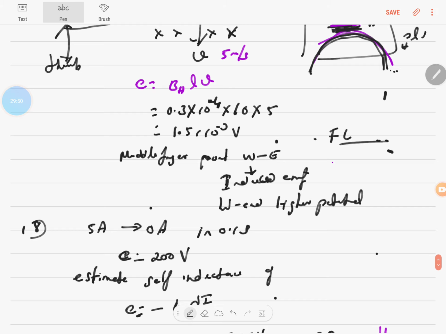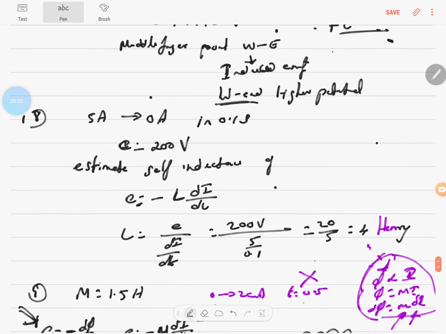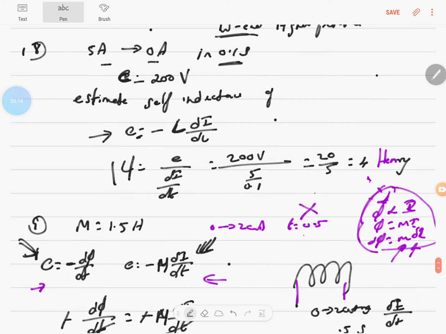So therefore, the west end is at a higher potential. Next question: please read the question from the textbook and then look at the answers here. The current is reduced from 5 amps to 0 amps in a time of 0.1 second, so di by dt is known. And EMF is given. Using the direct formula E is equal to minus L into di by dt, you can find the self-inductance: it's E by di by dt, and you get 4 Henry.